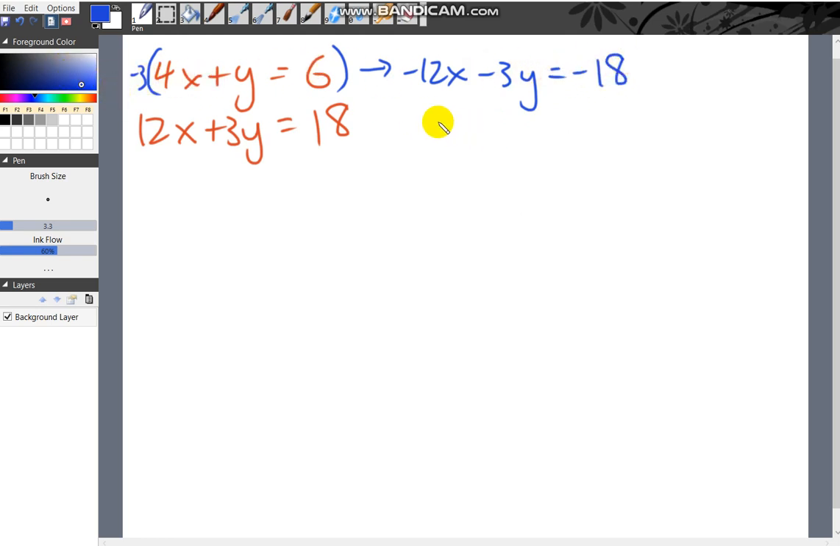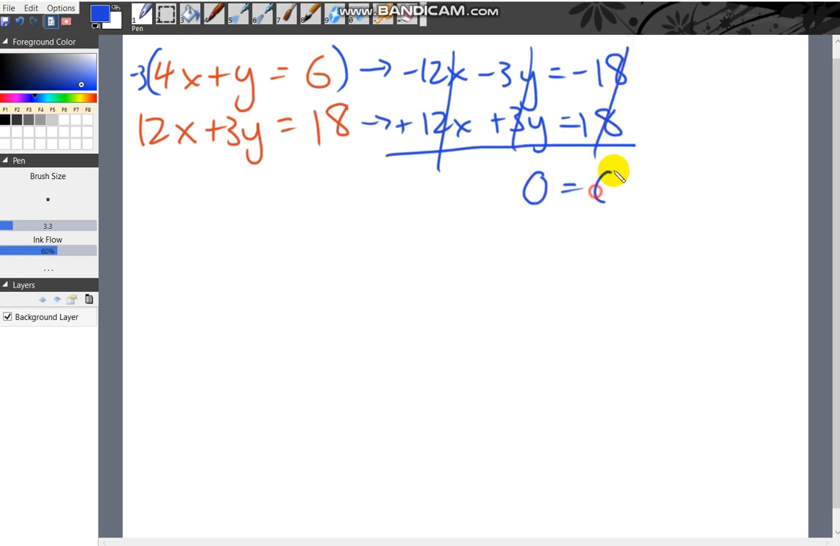Okay. Next, we're going to write out this next problem. So 12x plus 3y equals 18. Let's go ahead and add these equations together. So looks like the negative 12x and the positive 12x is going to cancel. Looks like the negative 3y and the positive 3y is going to cancel. And we get the negative 18 and the positive 18. Basically, they cancel. So we get 0 equals 0.